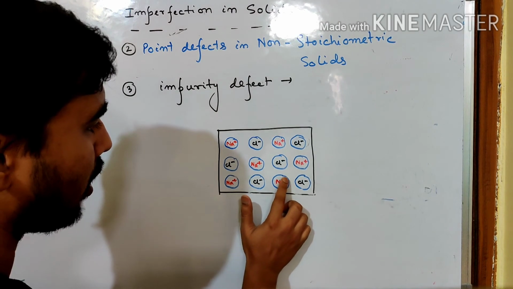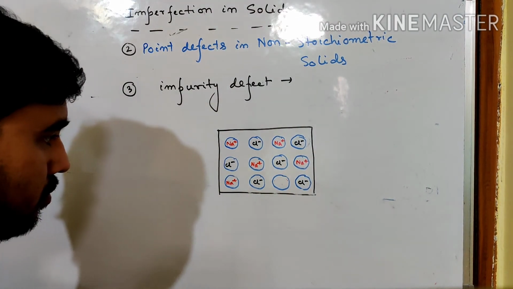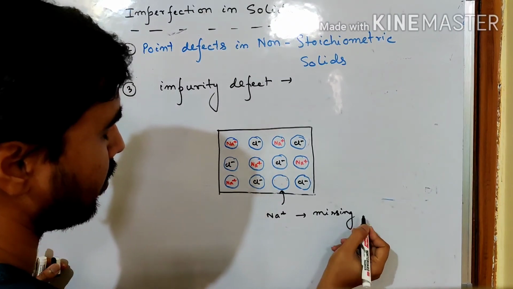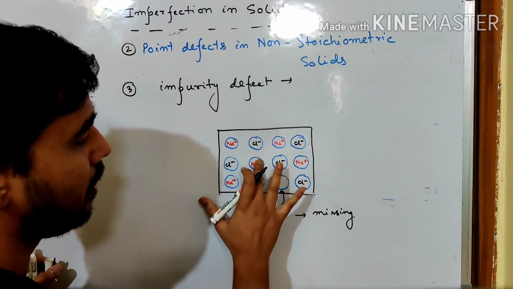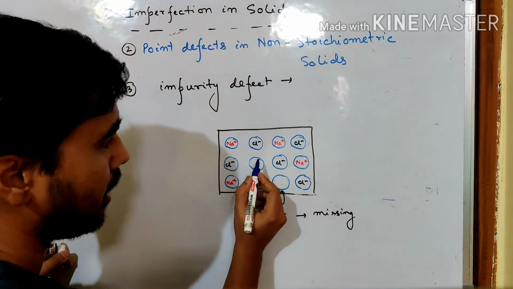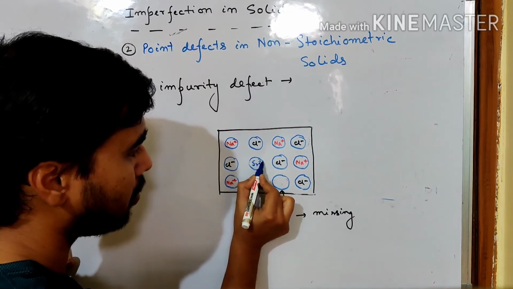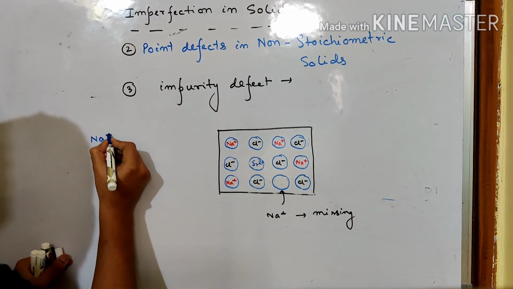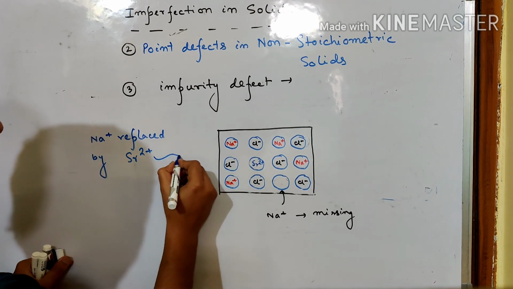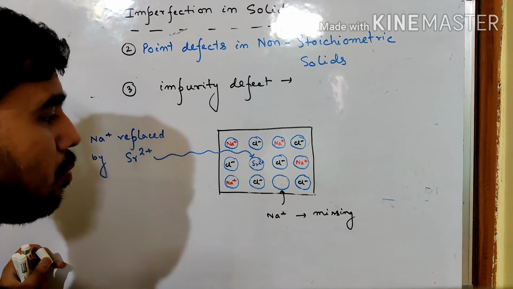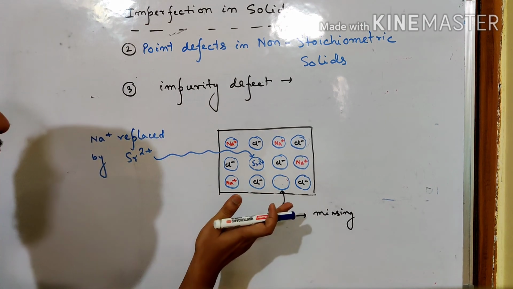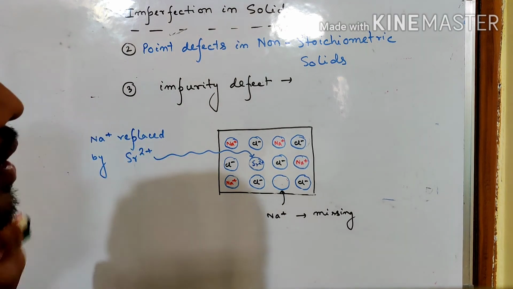Suppose one of the Na plus is missing. How to maintain the electrical neutrality now? One of the Na plus may be replaced by another cation, that is strontium 2 plus. Since strontium is having extra positive charge, to maintain the electrical neutrality, one Na plus has already left the position. So here the cation is actually replaced by another cation, which is something new. That is why it is called the impurity defect.